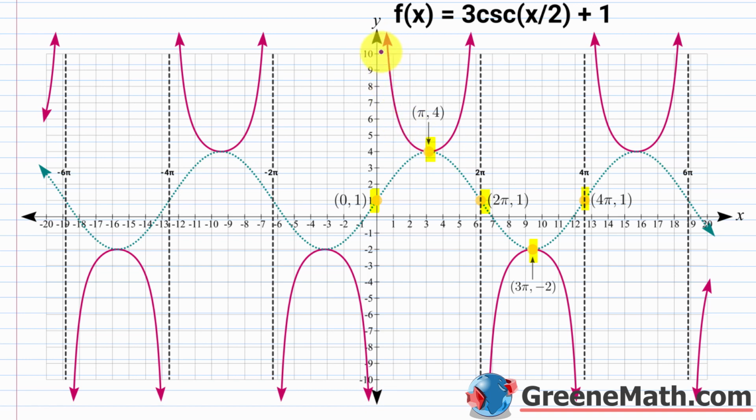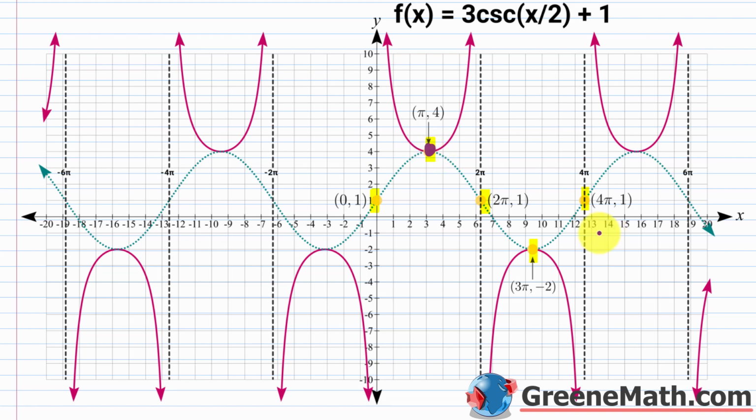Now, when we think about the other way to do it, you could have drawn a horizontal line, y equals 1. So anywhere where the y value is 1, that's where the x value is going to be undefined for the cosecant function. So you could do it like that to get the vertical asymptotes. Now the point right here, which is pi, 4, that's at the quarter of the way through.